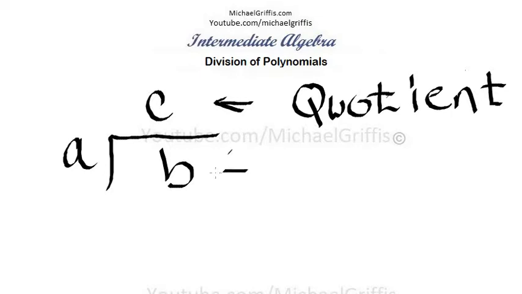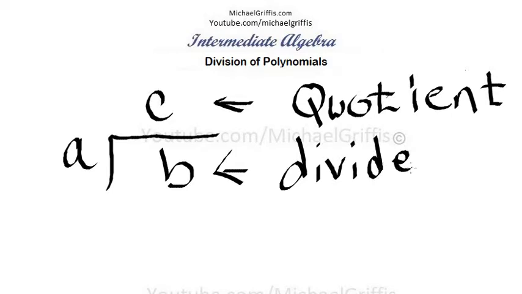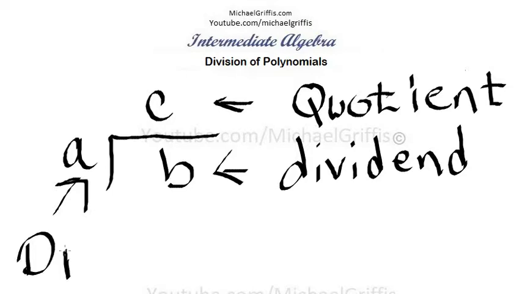This is known as the dividend. The dividend. And this is what you're dividing everything into, the divisor. The divisor. Not your visor, that's what's on your car. It blocks out the sun. I said divisor. All right, let's get that out of the way first.